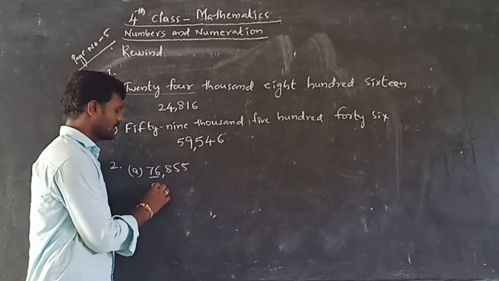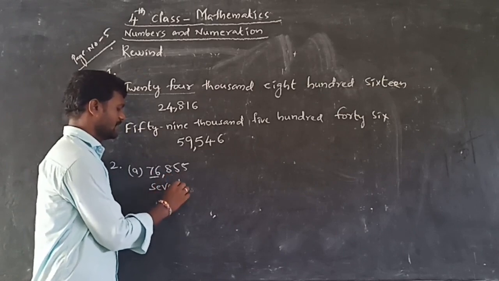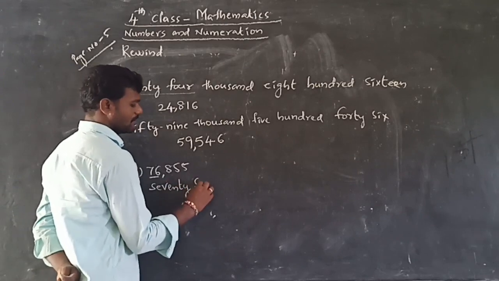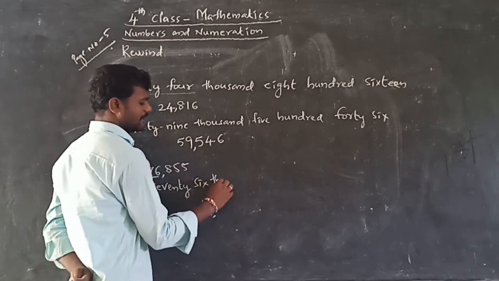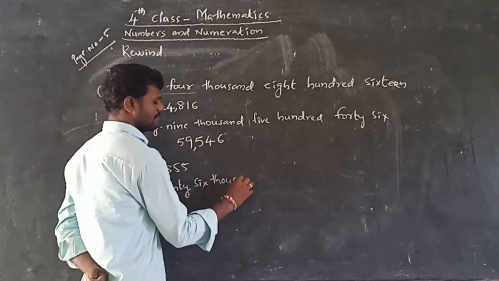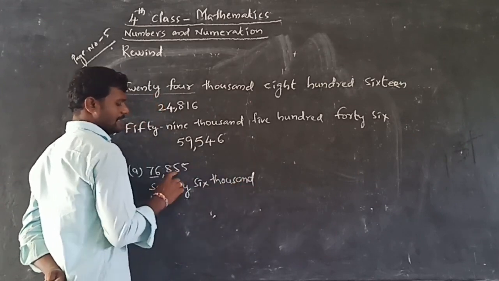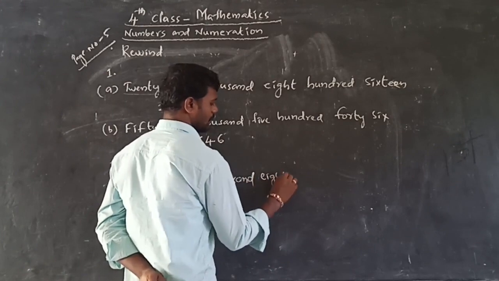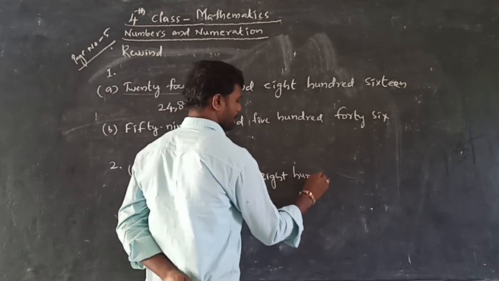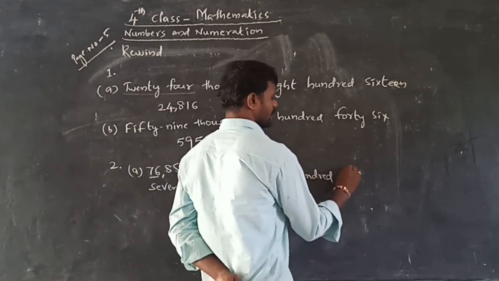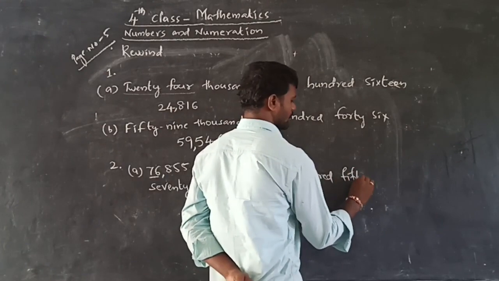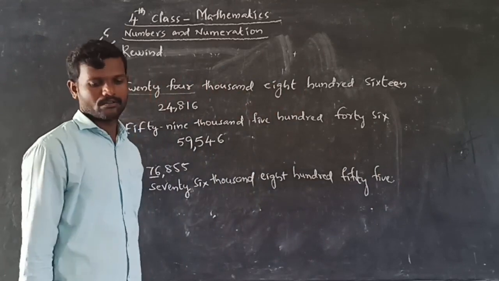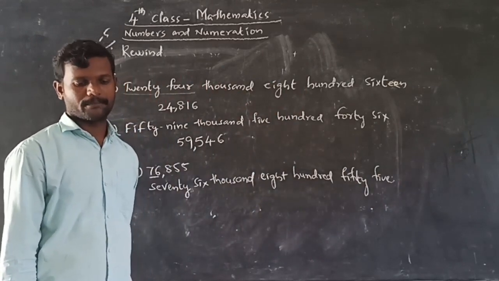76,855. So what can you write? 70. 70 means SEVENTY. 70 plus 6. 76,000. 76,855. 800. 855. Okay, like this we have to write.